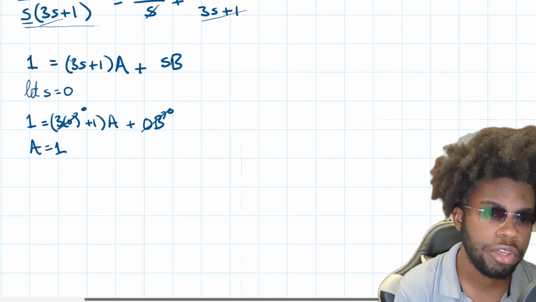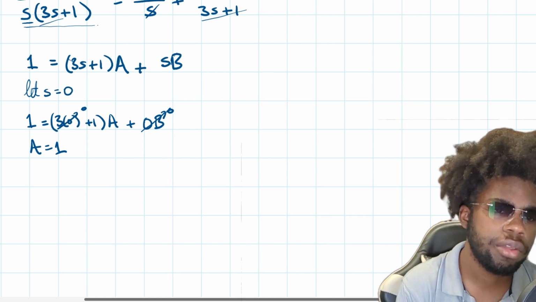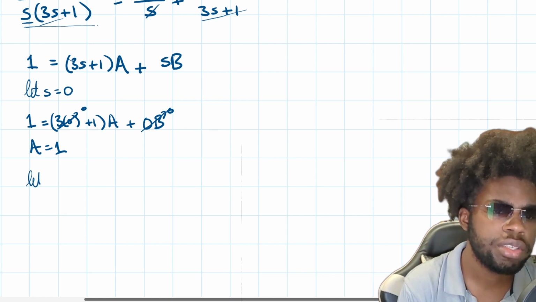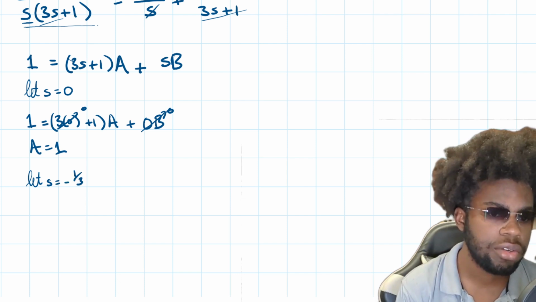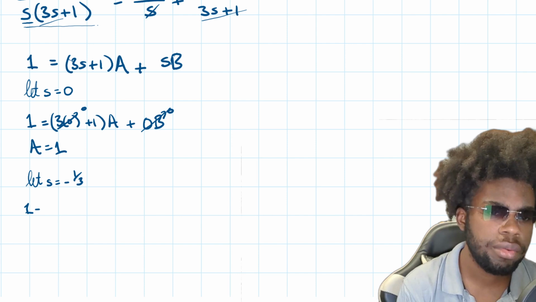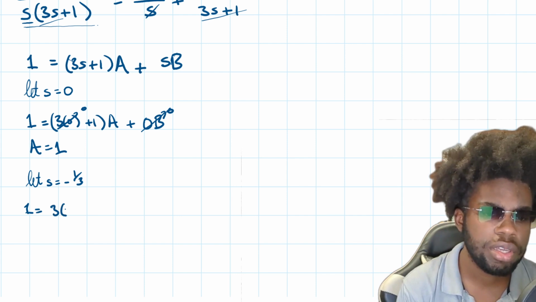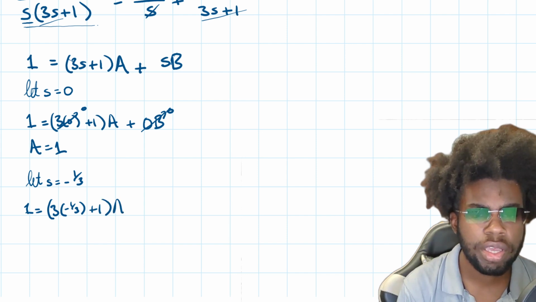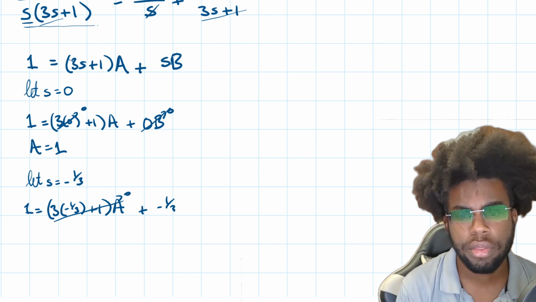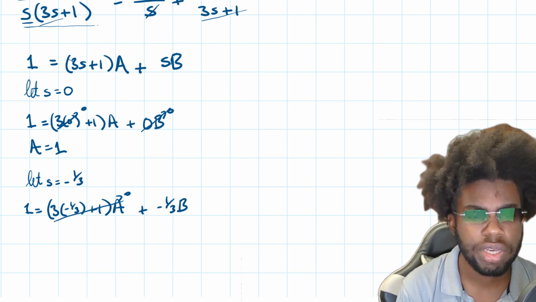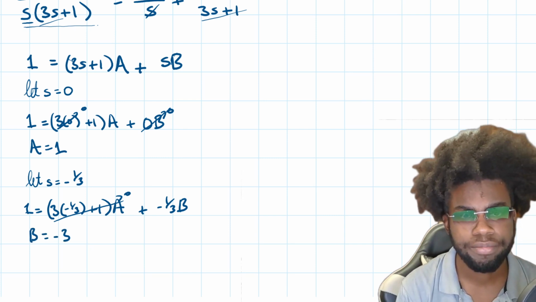Great. Lovely. So finding some other value of s, which we can see here would be negative 1/3 to drive the a term to 0. We have 1 is equal to (3 times negative 1/3 plus 1)a. Of course, all of that goes to 0, plus negative 1/3 b. All right. Multiplying both sides by negative 3 leads us to believe that b is equal to minus 3.